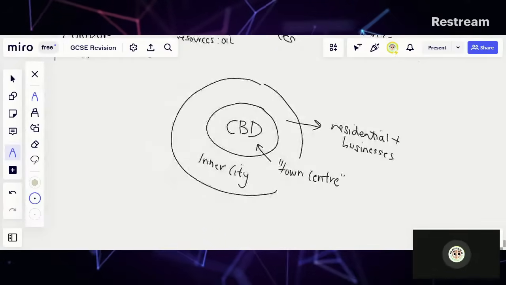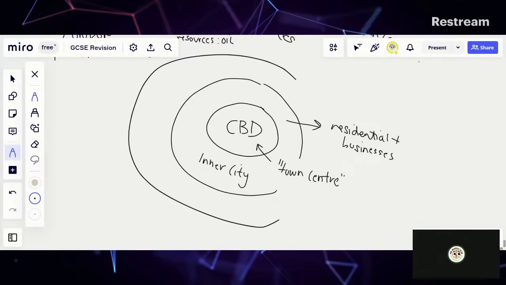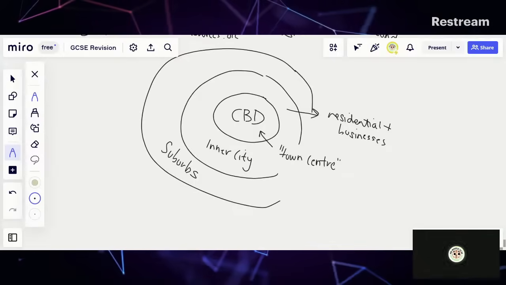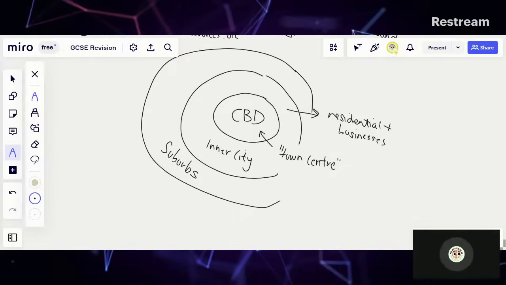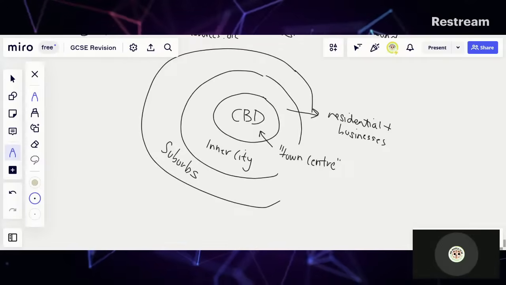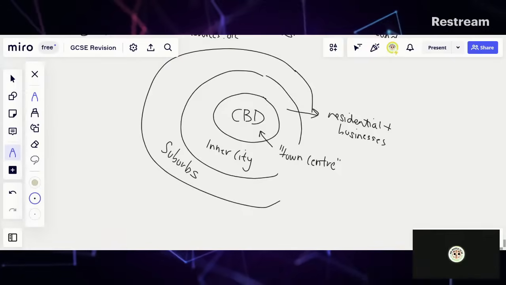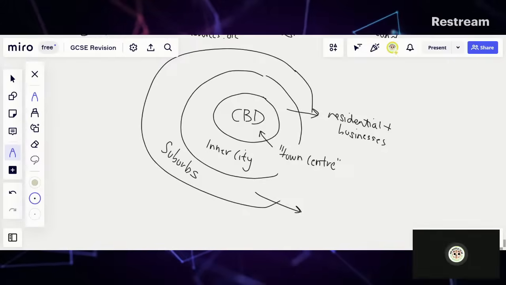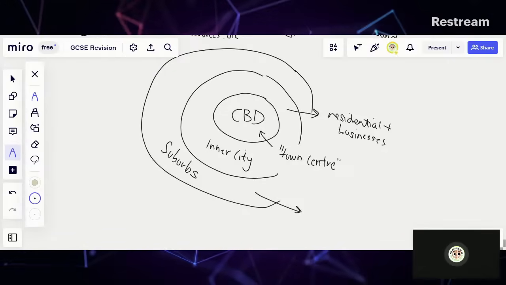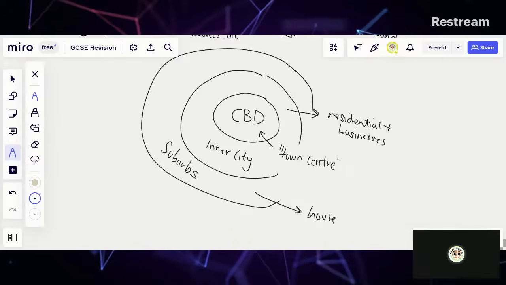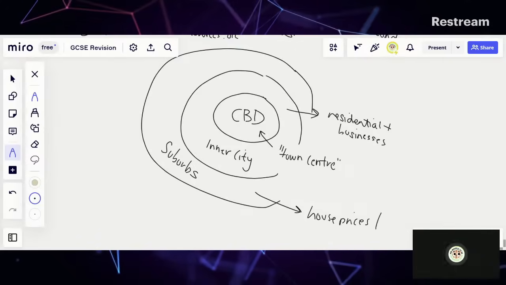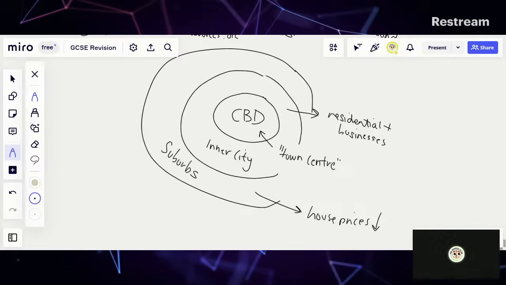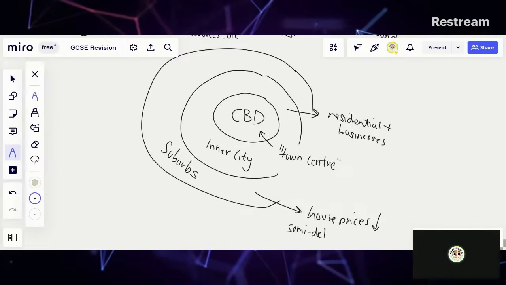Now, you then have the suburbs. The suburbs are found towards the edge of a city. These are mainly residential areas. So you'll notice that in the inner city, they're all terraced housing because there's not much space. Whereas as you move out of the city towards the suburbs, because the house prices are much cheaper because you're moving away from all of the amenities, this means that you can also afford to have more space and cheaper housing. So you tend to have semi-detached housing.